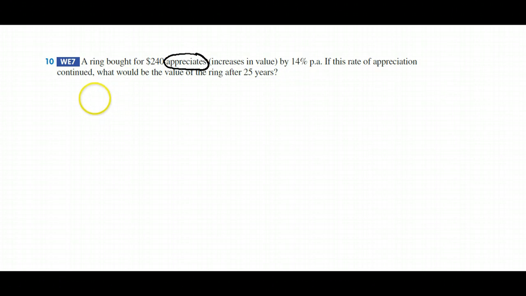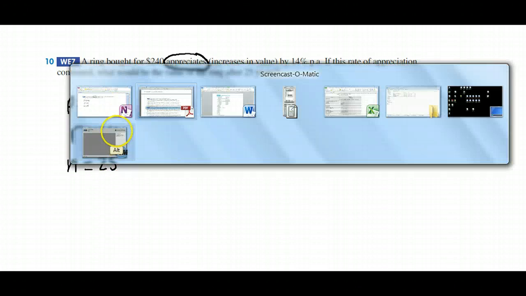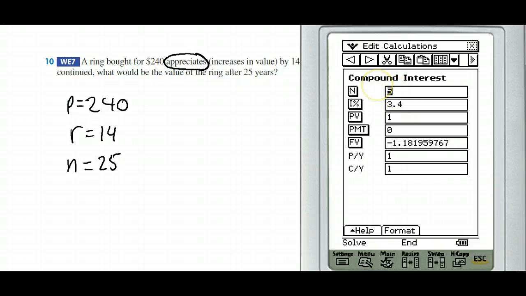A ring bought for $240 appreciates in value by 14% per annum. So R is 14% and P equals 240. If this rate of appreciation continued, what would be the value of the ring after 25 years? So in other words, after N equals 25. Let's work it out. If N equals 25 and R is 14, the principal is 240, I think this ring is going to get pretty expensive after a few years.